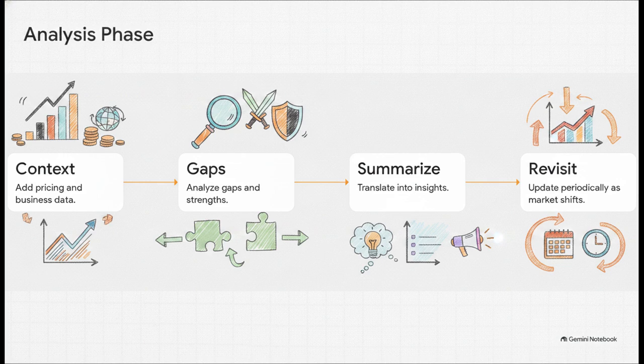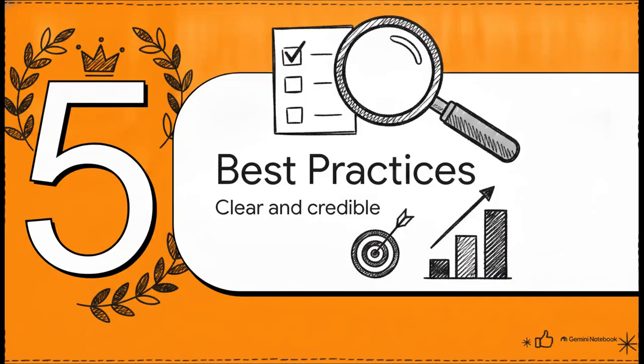Step 7 is arguably the most important. You have to summarize those findings into actionable insights for your stakeholders. The raw data doesn't speak for itself. You have to be the one to translate it. And finally, Step 8, revisit this whole thing periodically, maybe quarterly or annually, because trust me, your competitors are not just standing still. Bringing us to our final section, Section 5, Best Practices for Success.